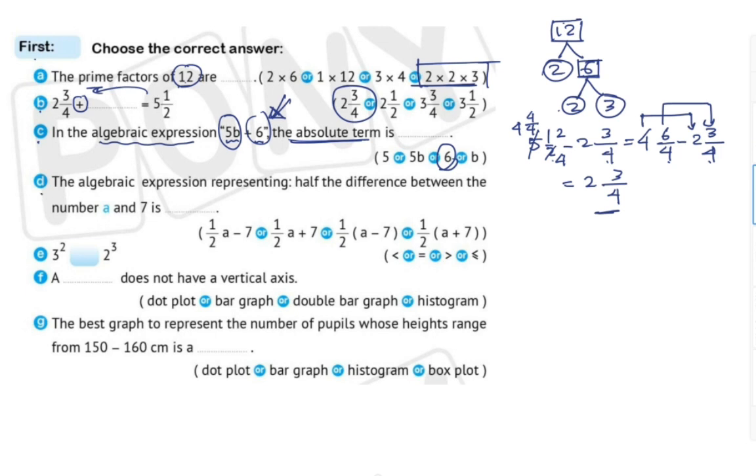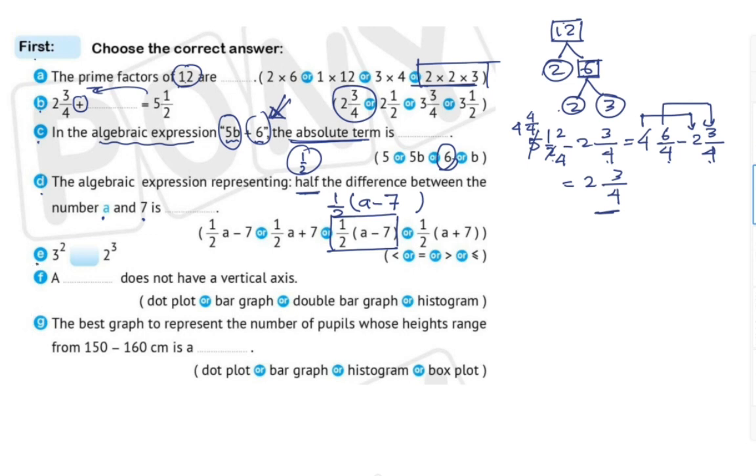Next, the algebraic expression that represents half the difference between number a and 7. Look with me, half, that means half. The difference between a and 7 means a minus 7, but with what? With half. Look here, where is half a minus 7? Yes, half times a minus 7. This is the correct choice.